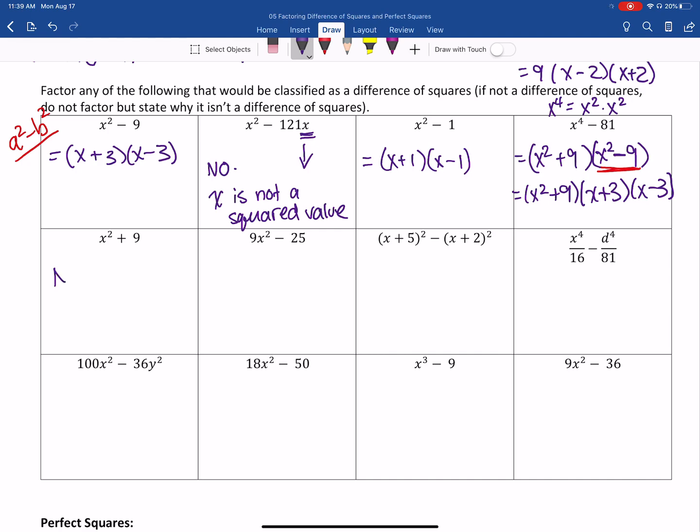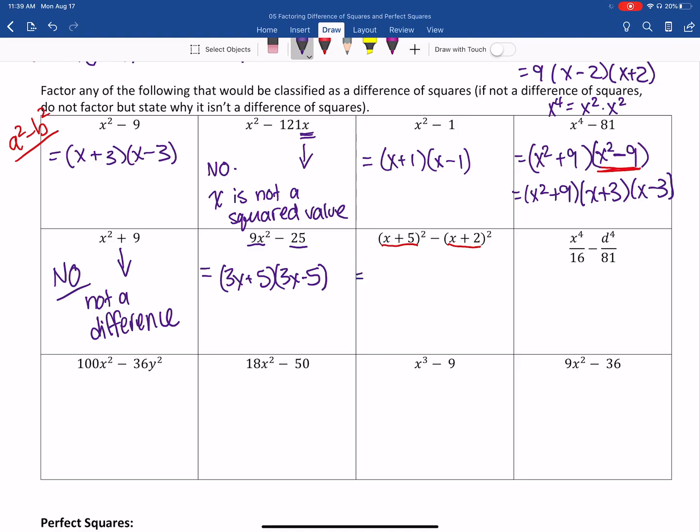Okay, the next one. No, not factorable. Why? Because it's not a difference. It's not subtraction. Okay, the next one. Yes, this is a square number. When we factor it, we get 3x and 5. Okay, the next one. It's a difference. We've got something squared and another something squared. So we can factor it, absolutely.